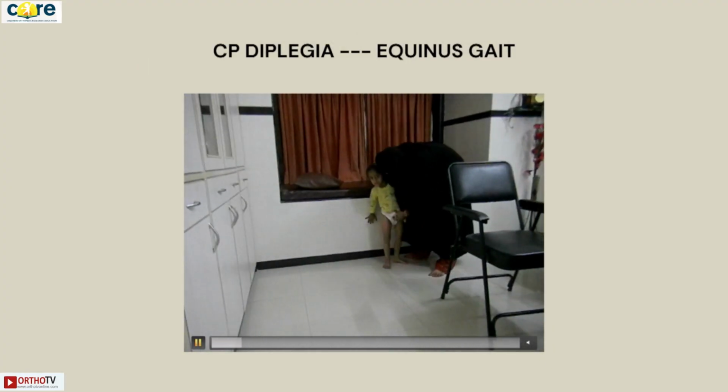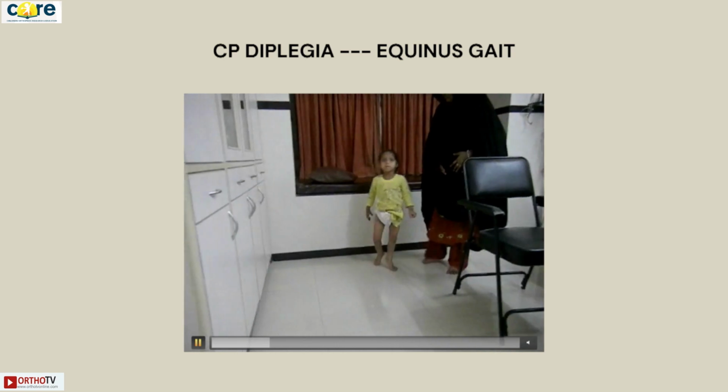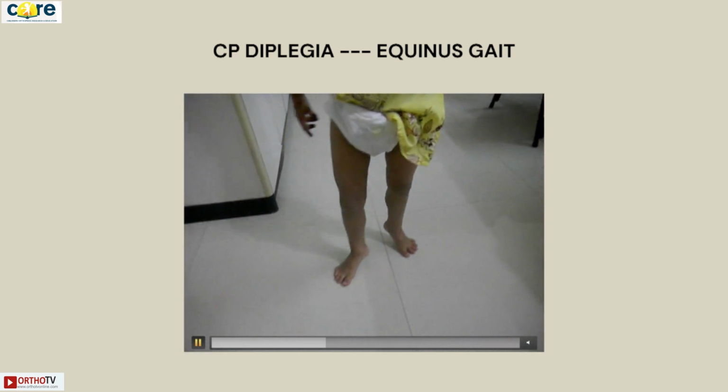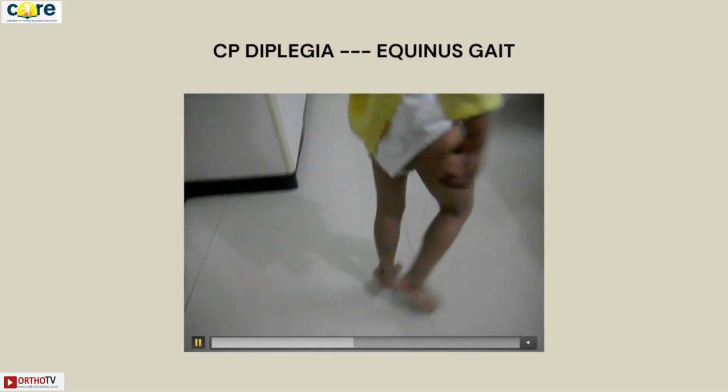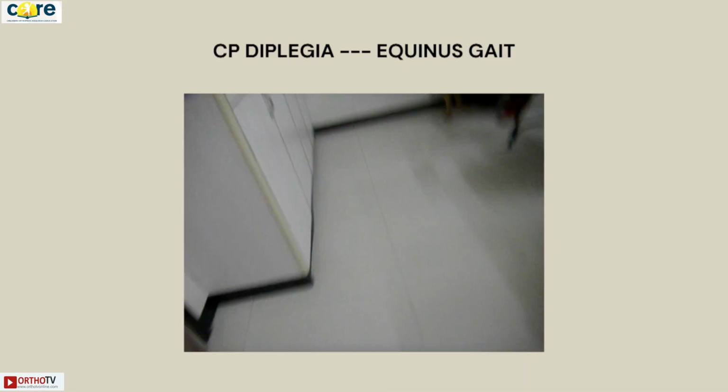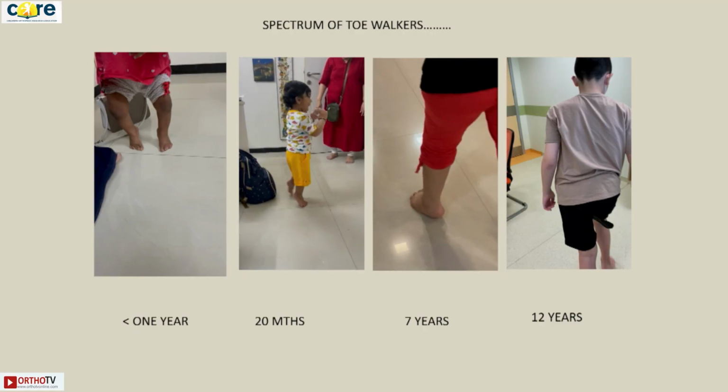Of course, when you are examining in a clinic, you may take a video in the clinic, and you may at least get a rough idea what this pattern is like. So this child has a pure equinus gait. He's a smaller child, and we know from examination that only the calf muscles are tight. Now there's a whole spectrum of toe walkers.